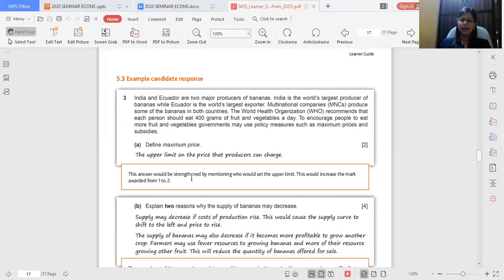Don't write it like a lot. I'm not asking you to write like half a page. No such thing. Less than 2 minutes. Less than 1.5 minutes, more than enough. Just tell the examiner what is maximum price. Giving one example will do.